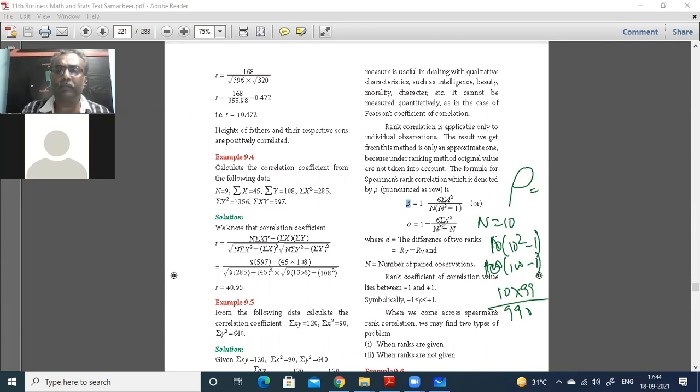What is this d squared? N we understand, rho we understand, 1 minus we understand, 6 also we understand. What is d? D is nothing but the difference of the ranks. One judge is ranking Sushmita Sen as first, another is ranking Sushmita Sen as third. The difference between the two ranks is 1 minus 3, that is minus 2. Rank X minus rank Y. Judge X gives rank 1, judge Y gives the same person rank 3, so rank X minus rank Y is 1 minus 3, that is minus 2. That is the whole thing.